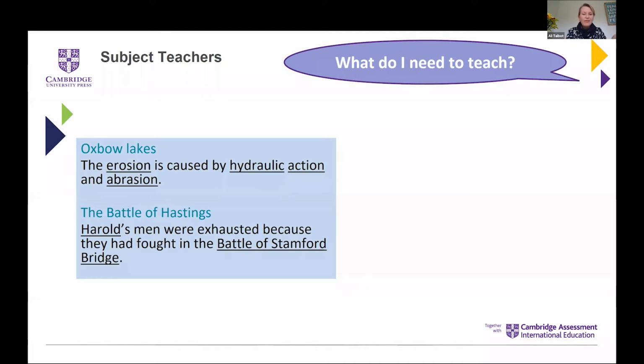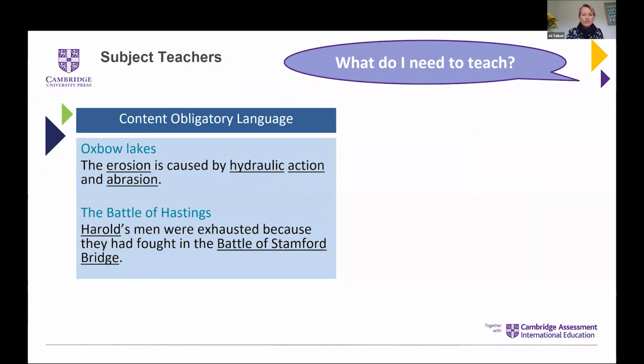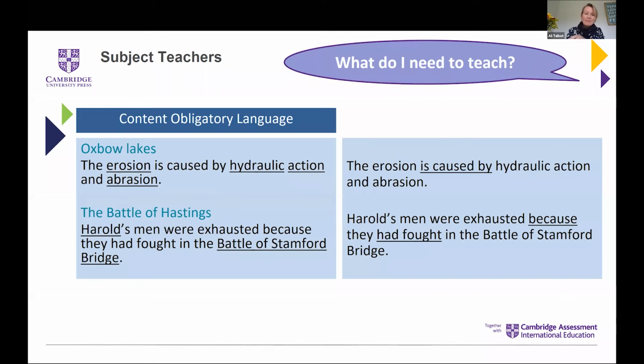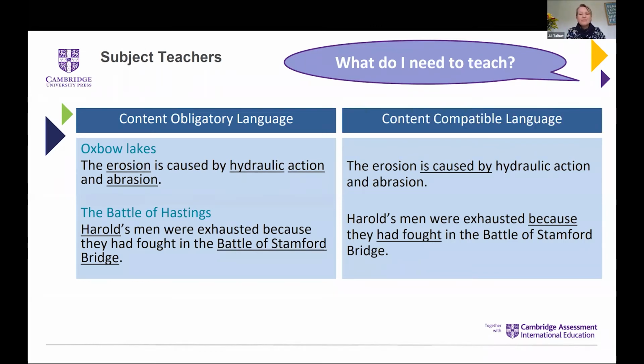The same with Harold and the Battle of Hastings. Who is Harold and what was the Battle of Stamford Bridge? So this is obligatory language for this content, and the teacher is already teaching this stuff. You're already a language teacher. But there's another part of this as well, isn't there? Because actually you can't talk about erosion and abrasion without talking about cause and effect. And actually, that's where the marks are. You're not going to get an A star in any of your exams later in life if you can't do this. And this is called content compatible language.